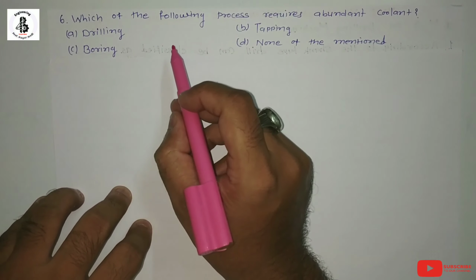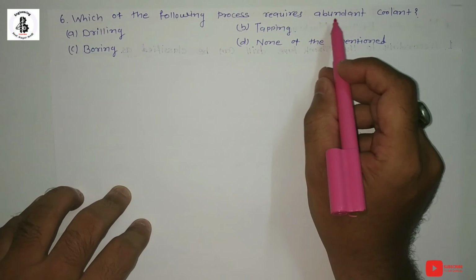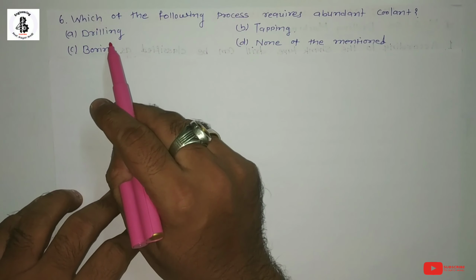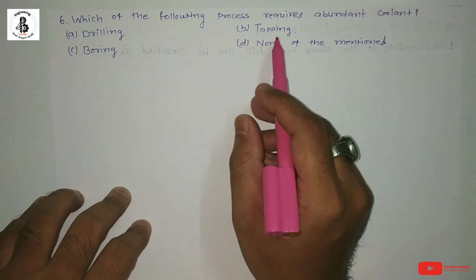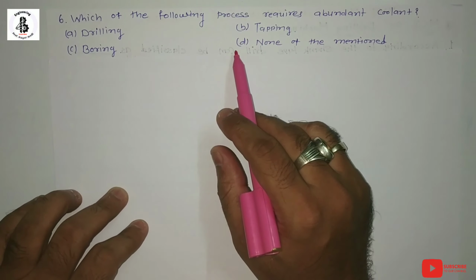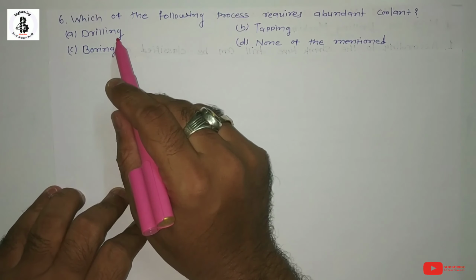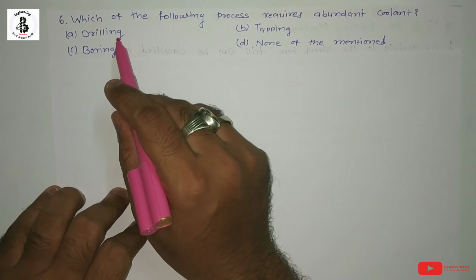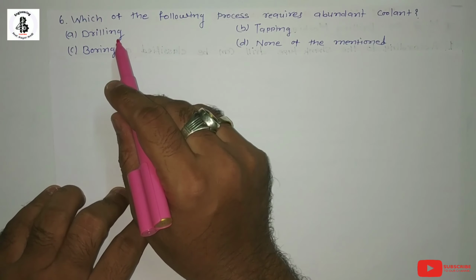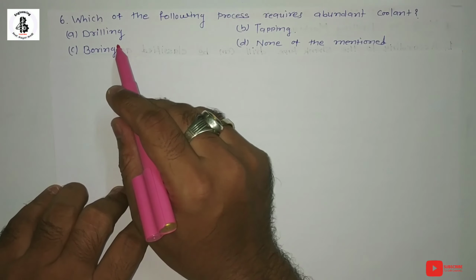Which of the following processes requires abundant coolant? Option A, drilling, option B, tapping, option C, boring, and option D, none of the mentioned. So basically drilling will be used to make a hole in the workpiece. That requires less amount of force.